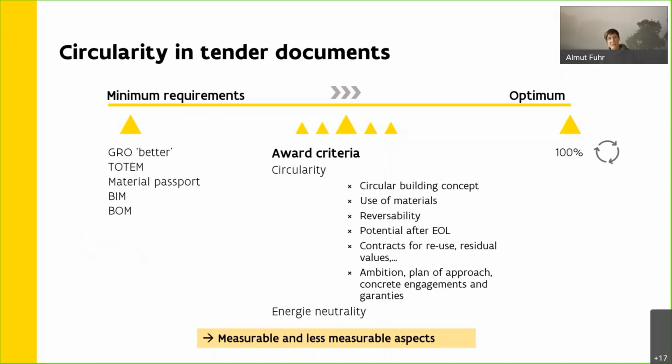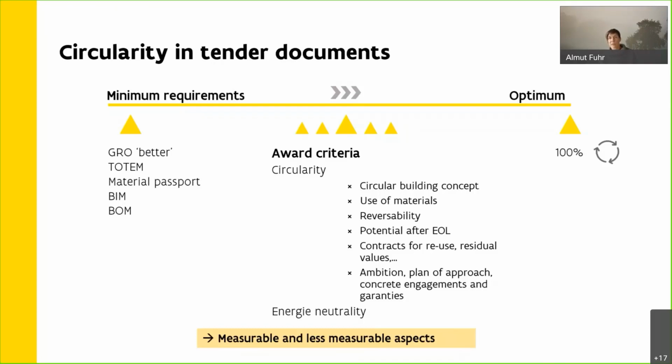So how did we translate this into the documents? We put certain minimum requirements within that. We put a certain level in Grow. We obliged them to use Totem, which is just a new instrument on the market. They are obliged to use a material passport. They are obliged to work with BIM within a certain model. And also a bill of materials at the end of the run is obliged. What we put in the award criteria are circularity and energy neutrality.